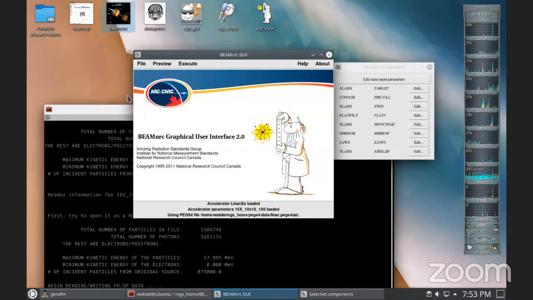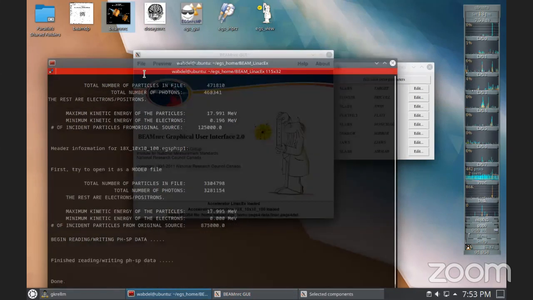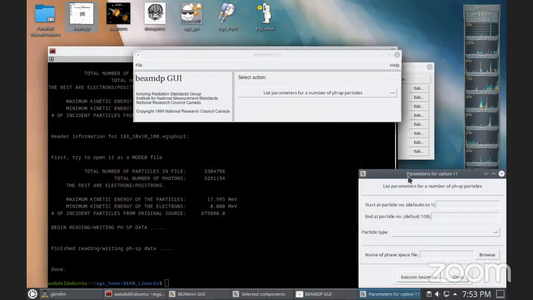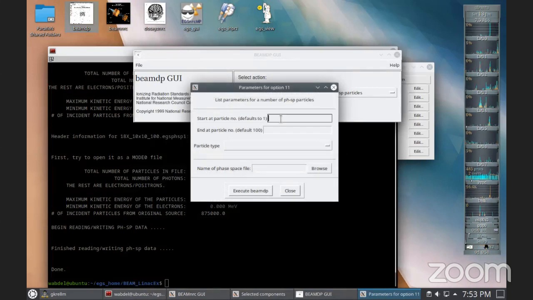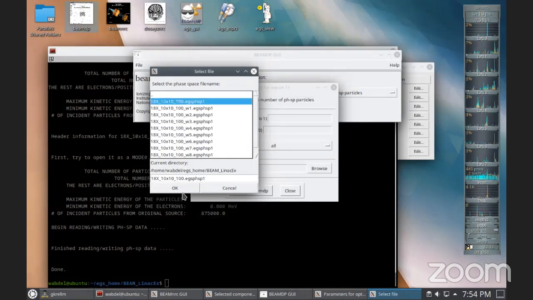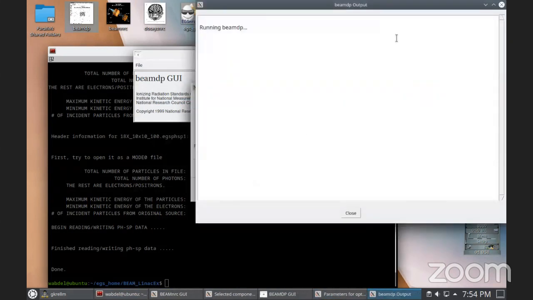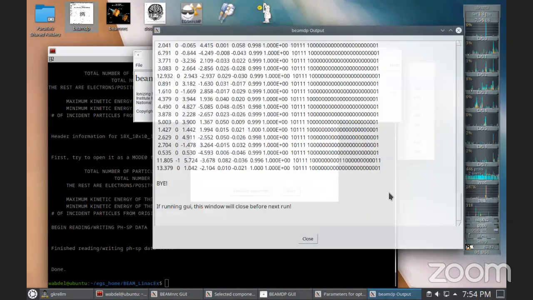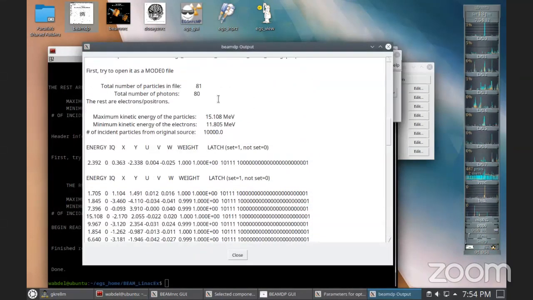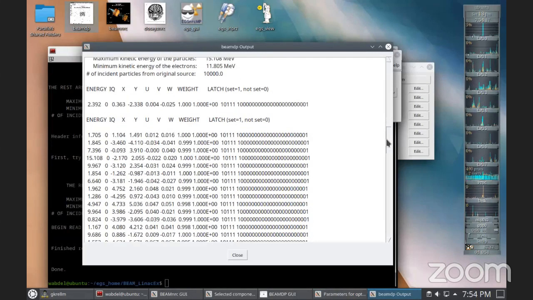This is, by the way, let's just open also the BEAMdp. Start one. Okay, this one, just leave it on. Okay. And it's the accelerator. Okay, that's the file. So here we have 81 particles. Okay, 8 of them are photons.